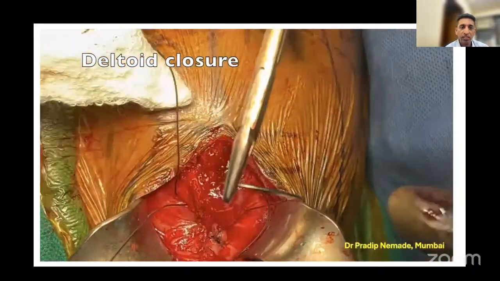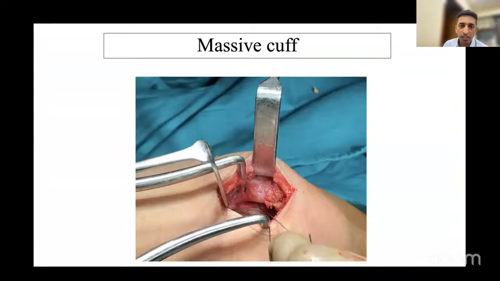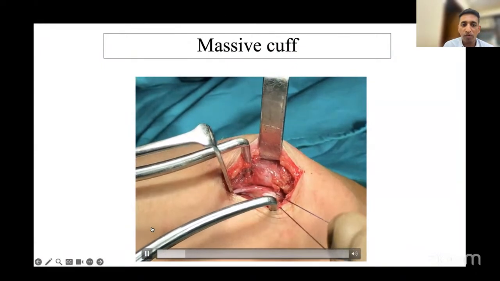So just like this, and then we do a simple deltoid closure, and then we close the wound. So that is regarding this thing. Sometimes we get massive cuff tears also. So those also can be very well sutured.